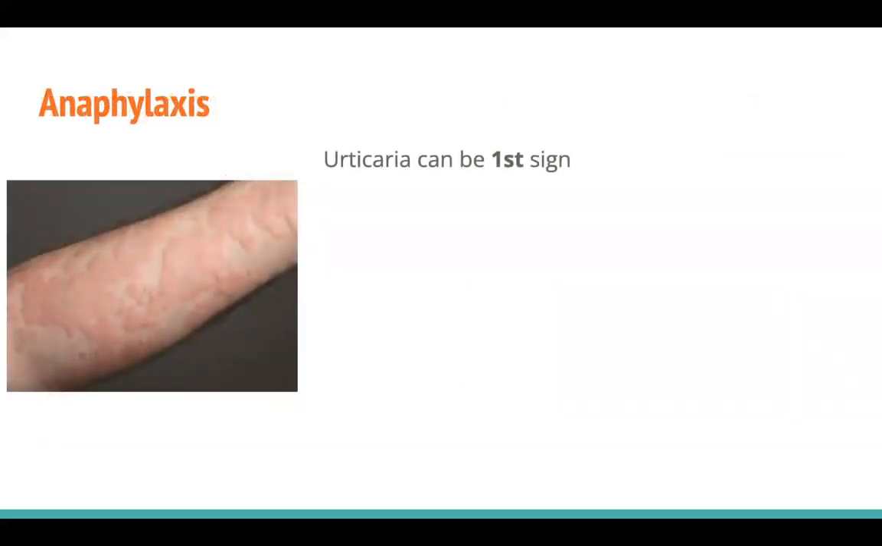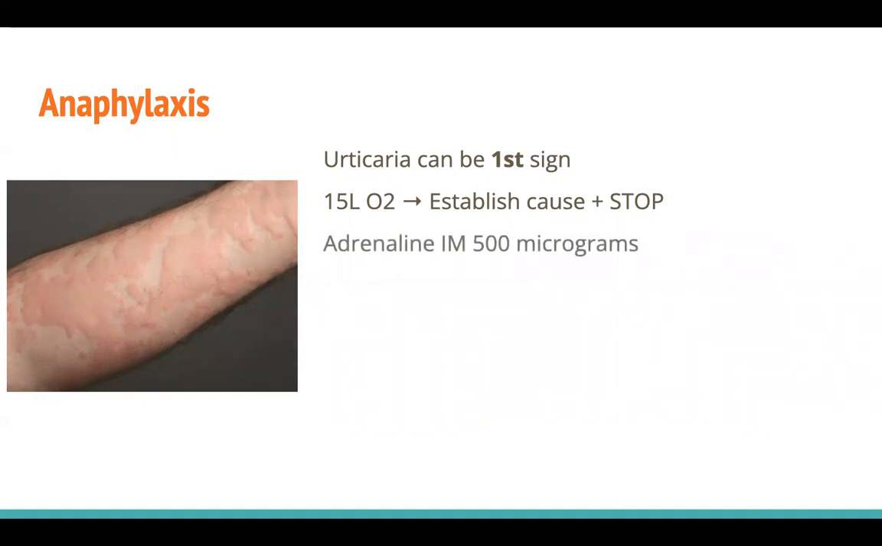I'm going to briefly talk about anaphylaxis. Urticaria can be the first sign of anaphylaxis. If you think your patient has anaphylaxis, then the immediate treatment would be to put them on 15 litres of high-flow oxygen and establish the cause. So perhaps they've been recently started on penicillin. Stop the causative agent, especially if it's running through an IV line.